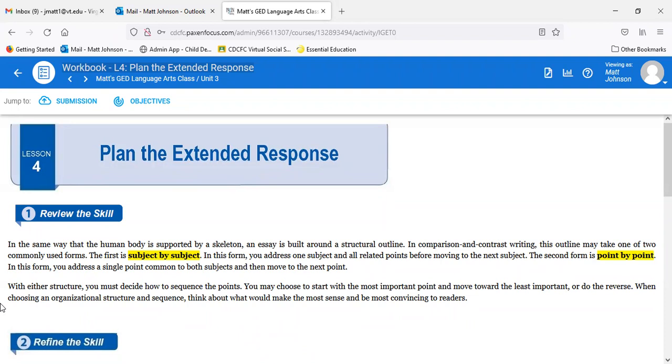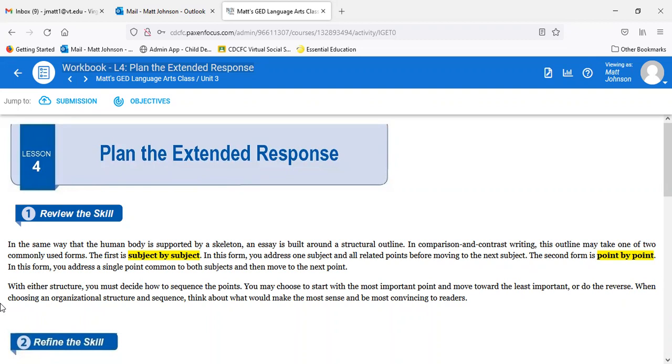So in comparison and contrast writing, this outline may take one of two commonly used forms. Like we just talked about, the first is subject by subject. In this form, you address one subject and all related points before moving to the next subject. The second form is point by point. In this form, you address a single point common to both subjects and then move to the next point.